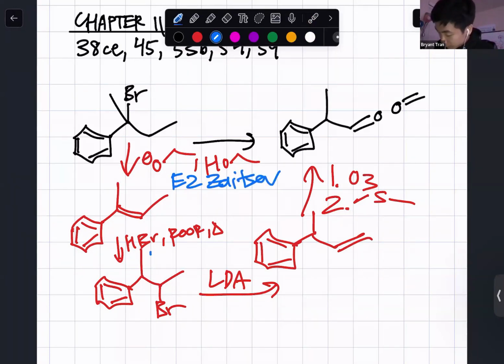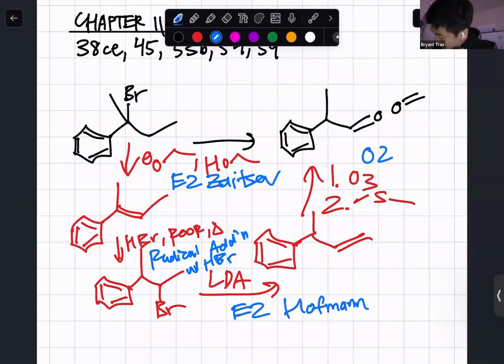Second step, radical addition with HBr, and then we did E2 Hofmann, and then we did ozonolysis. Yes. Okay.